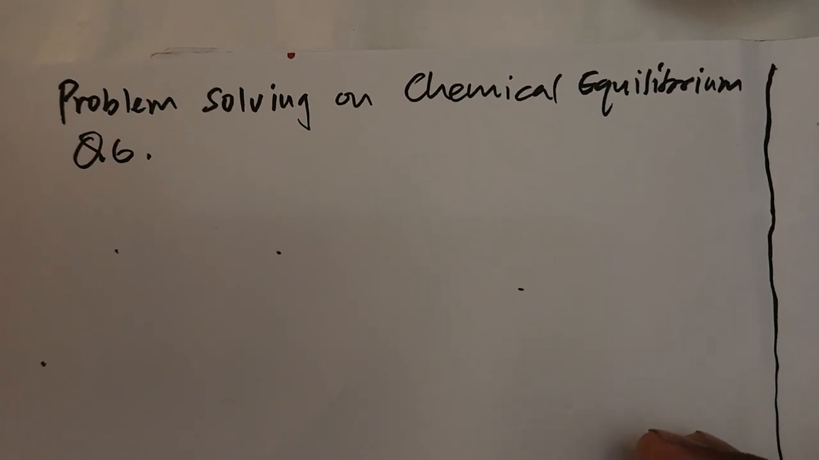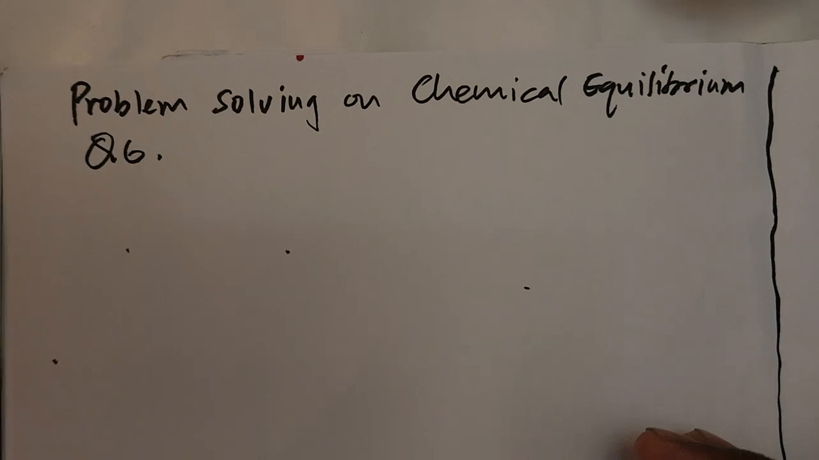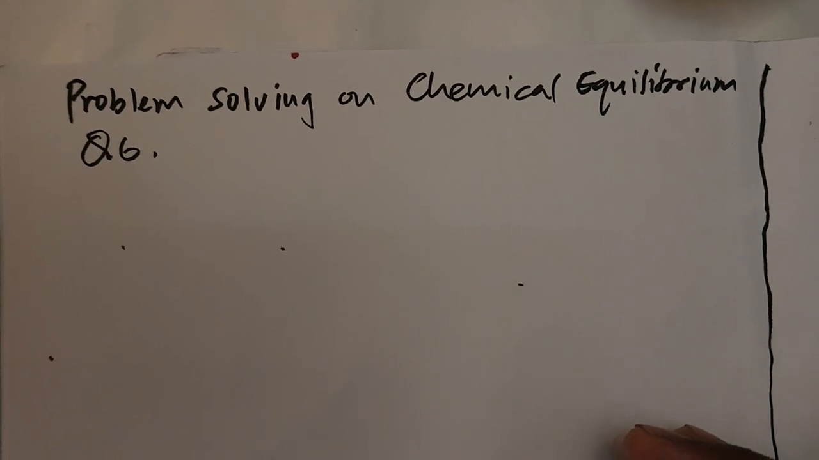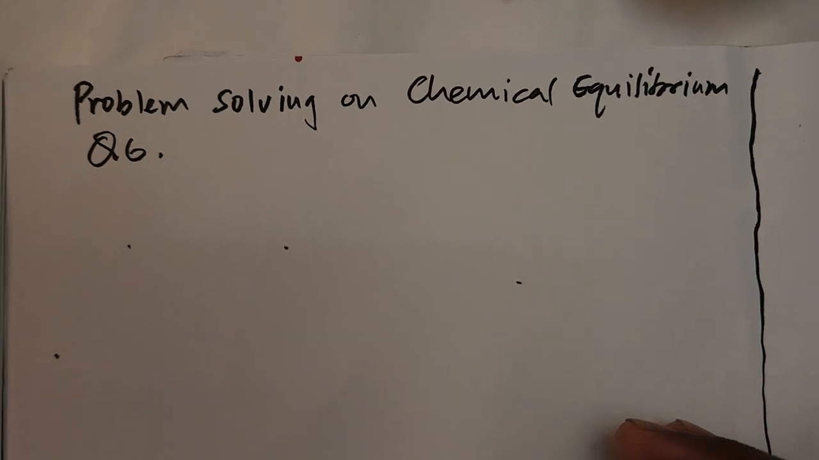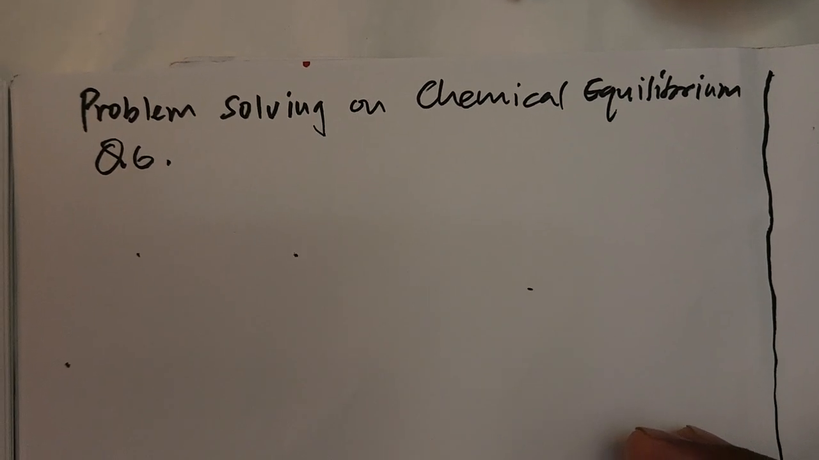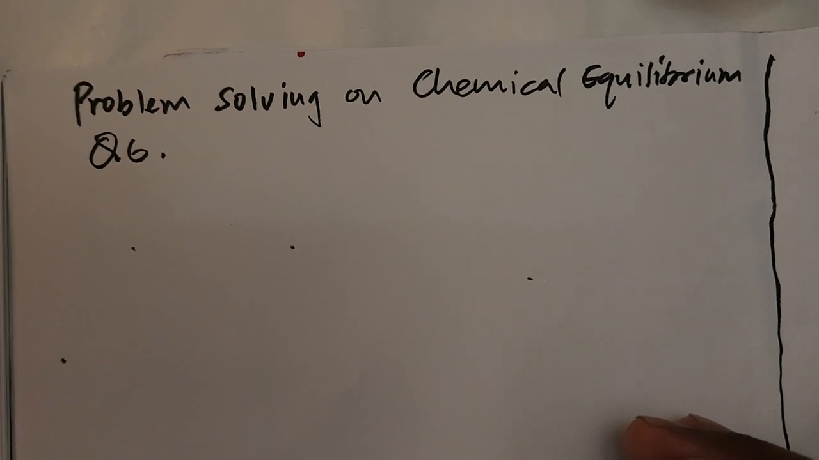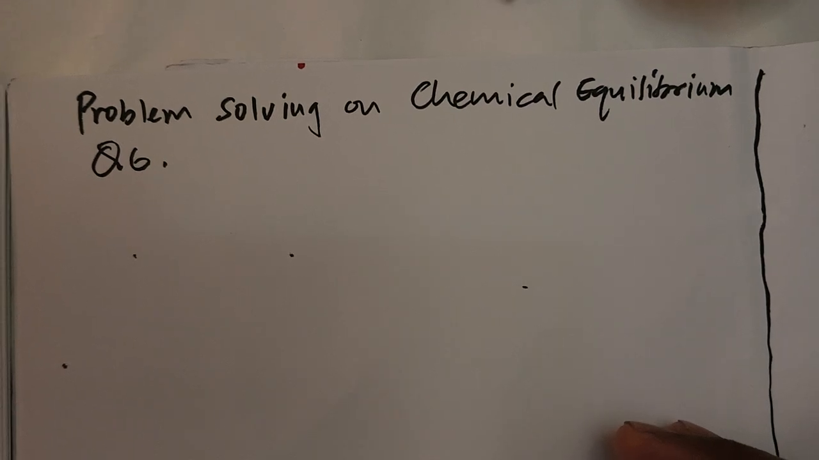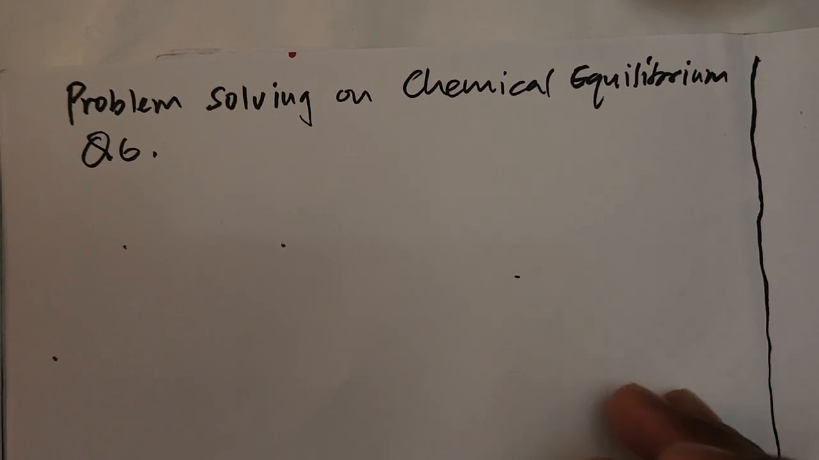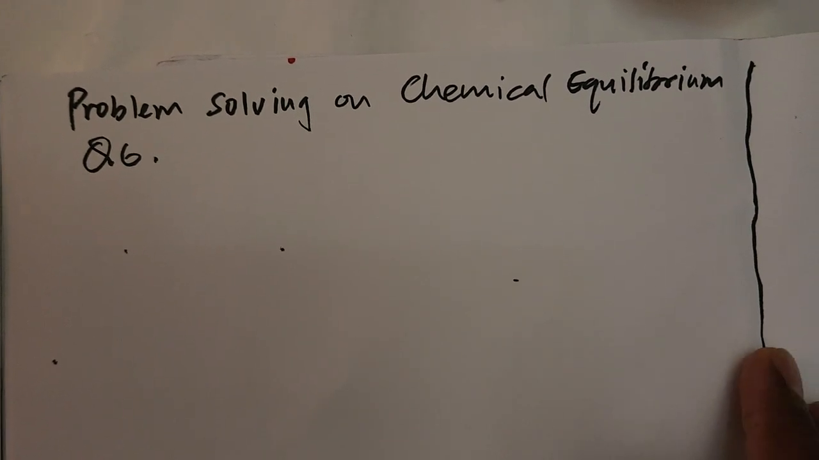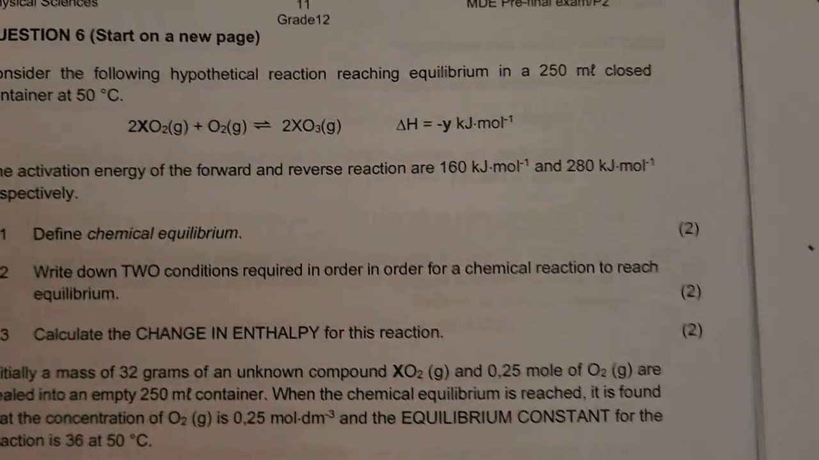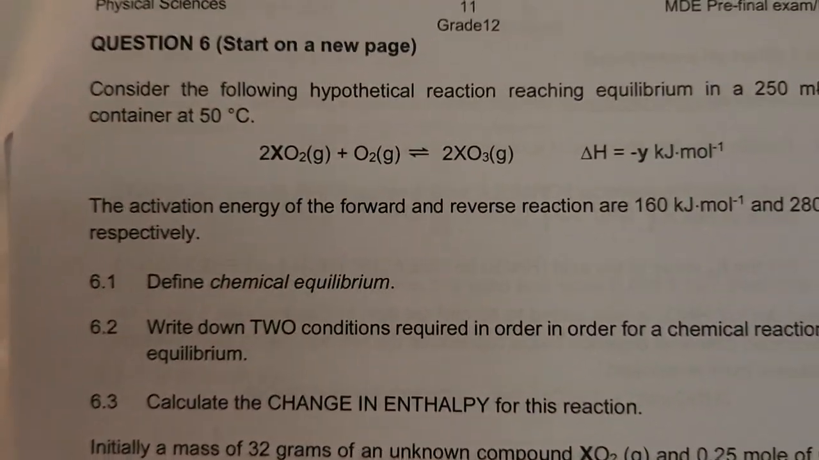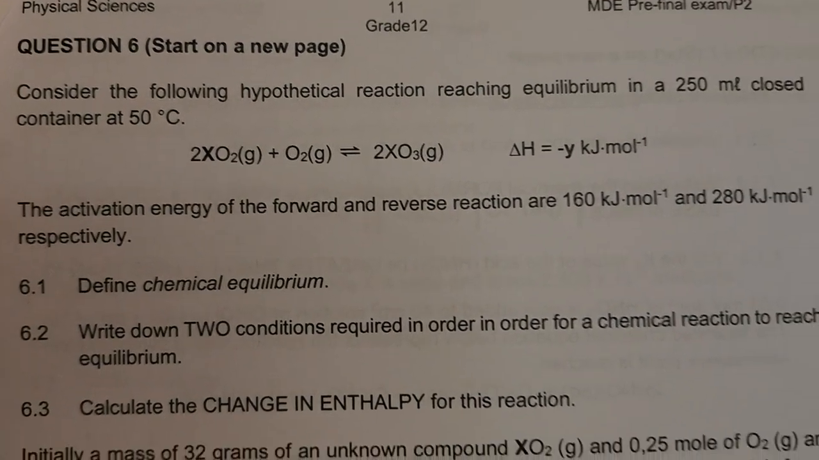Hello. Let's continue with gaining knowledge in physical sciences. Another session on chemical equilibrium. Very important section in chemistry. Question number 6 in the normal question paper. And let's gain more knowledge and more expertise and skills in this section. Technical knowledge for that matter. Question number 6 in this question paper.